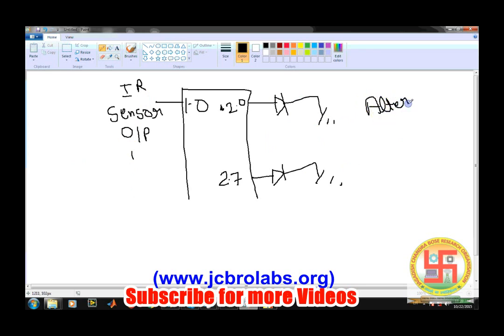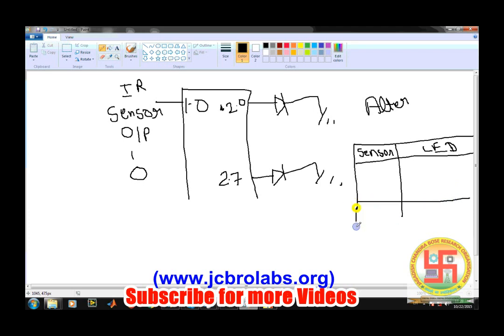That means alternate blinking. And when there is no obstacle, half of the LEDs should blink and half of the LEDs should not blink. In other words, if we make a truth table of it, there is the sensor, and here the LED pattern, how this LED will glow. We have discussed in previous lessons what pattern to use for making alternate and for half. You can visit our previous videos as well.